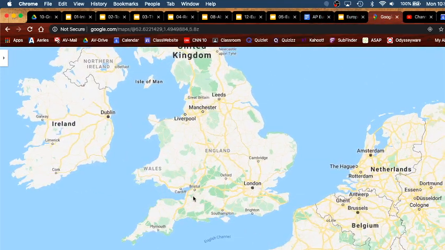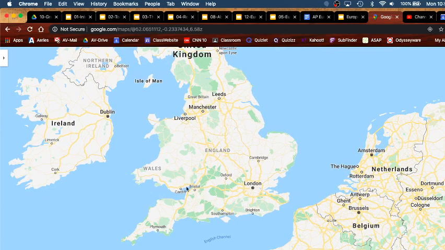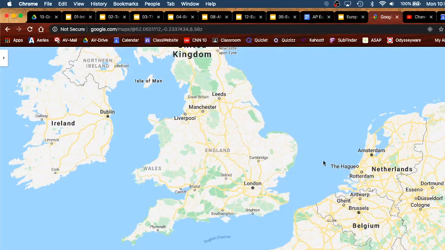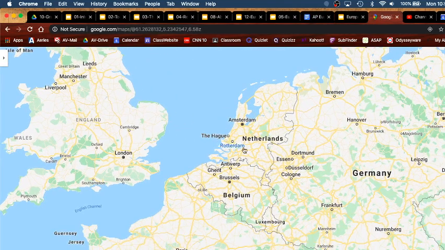If you zoom in, and you can play around with Google Earth all you want, there's where Bristol is, right on the edge of Wales. And then you get into Amsterdam, a major Dutch trading center and capital city of the Netherlands, the home of the first European stock market, and one of the wealthiest cities in the world during the 1600s. Again, the Dutch areas are the Netherlands and a lot of Belgium.